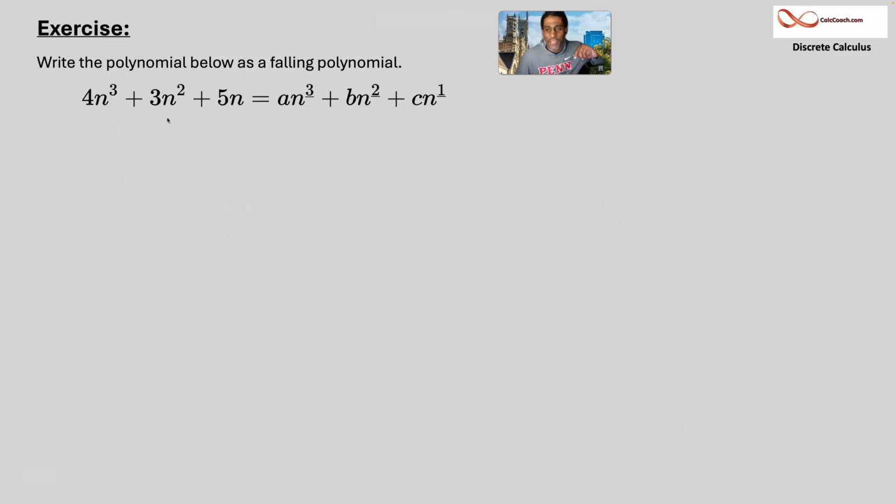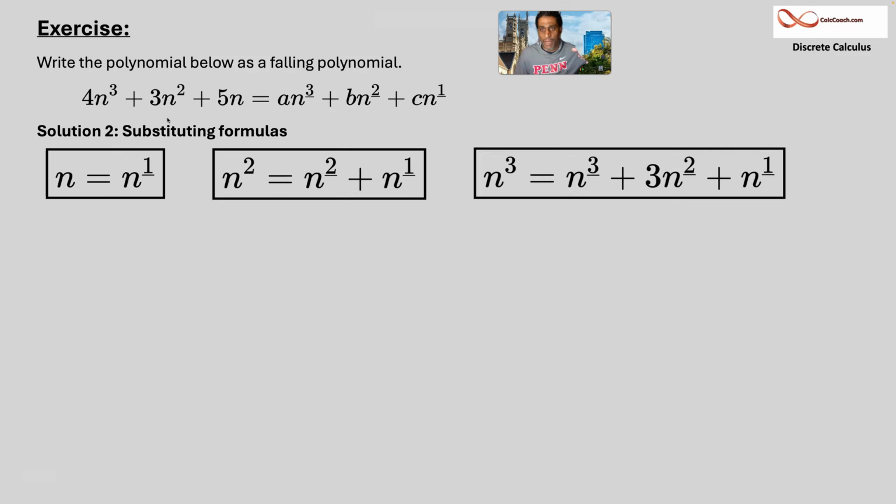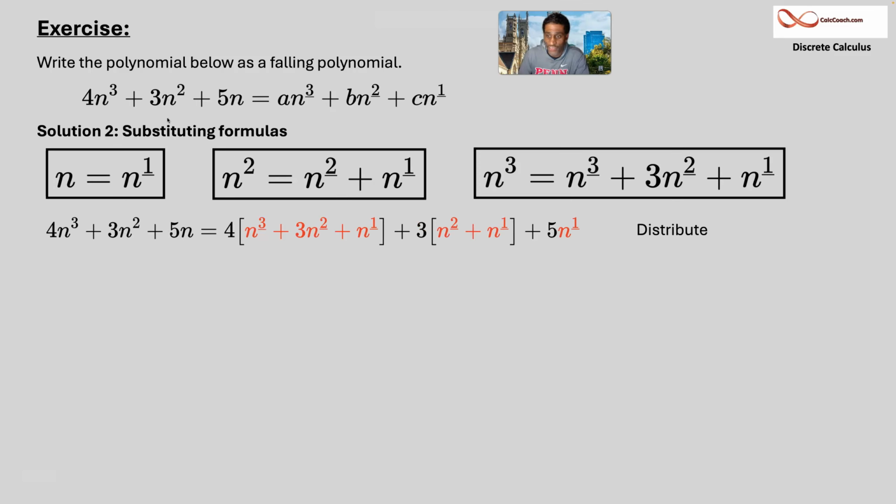Approach number 2 requires you to have the formulas in hand for what n falling 1 is, what n is in terms of the falling powers, n squared in terms of the falling powers, n cubed in terms of the falling powers. So you have to have that handy, and then you just plug them in, distribute, and collect the like terms.